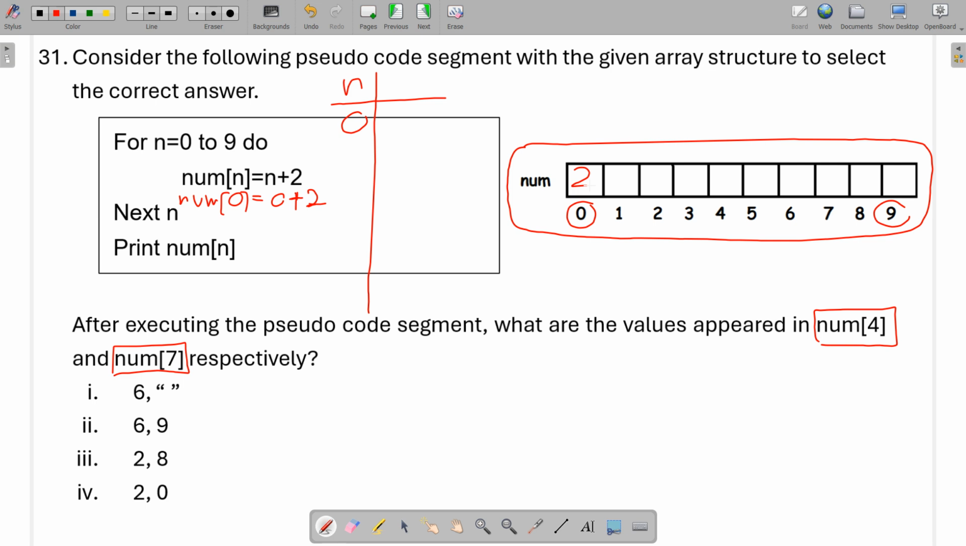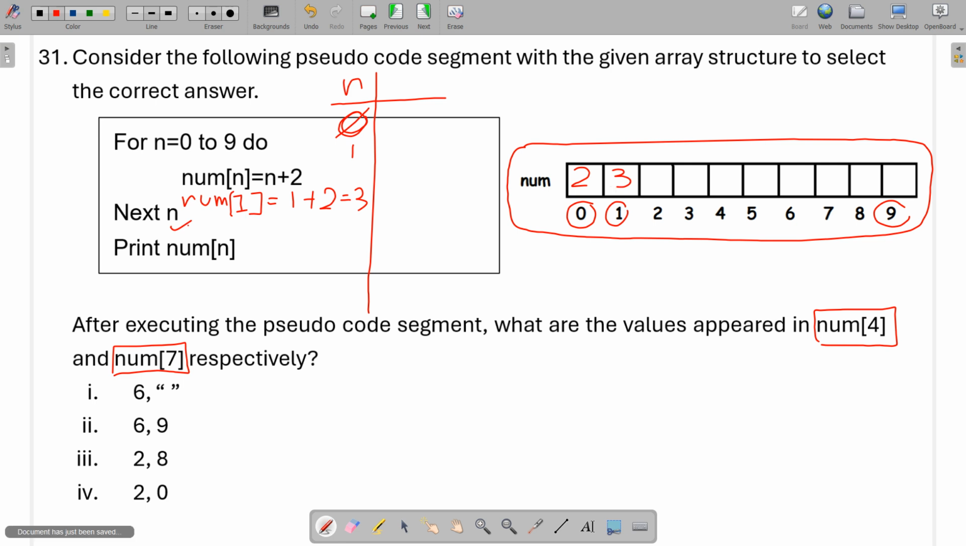Then it says next n. So the value of n is 0 for the moment. So next n means 1. Then again with 1, what they are saying is num1, n is 1 this time, equals n plus 2. So 1 plus 2, which is 3. So that means num1, which is this position, is filled with 3.